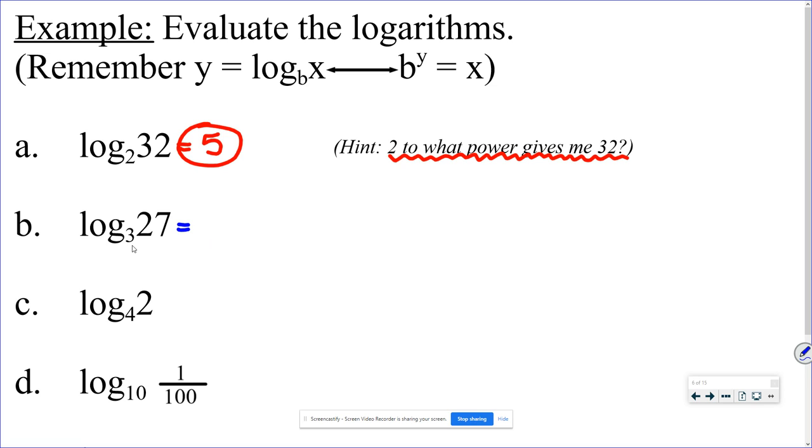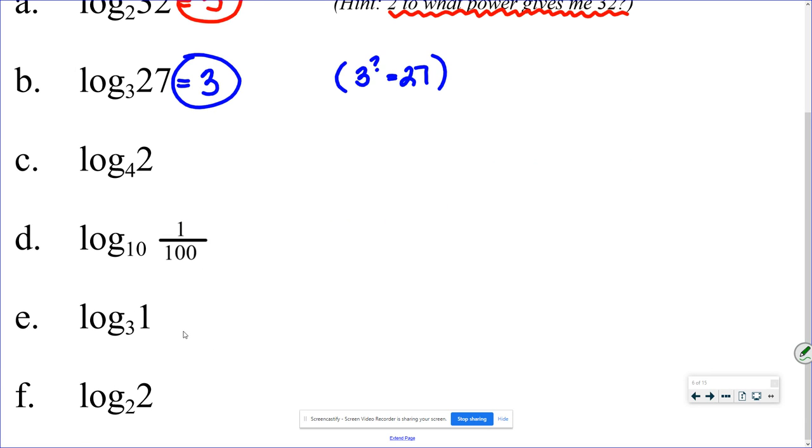Okay, what is log base 3 of 27? You need to be thinking 3 to what power is equal to 27? And you can use a calculator to help you. 3 to the 3rd power is equal to 27, so log base 3 of 27 has to then be equal to 3. Okay, let's go down and do E next. Log base 3 of 1. You're going to think to yourself, 3 to what power is equal to 1? What's the exponent that makes everything be equal to 1? Do you remember? The exponent that makes everything be equal to 1 is 0.